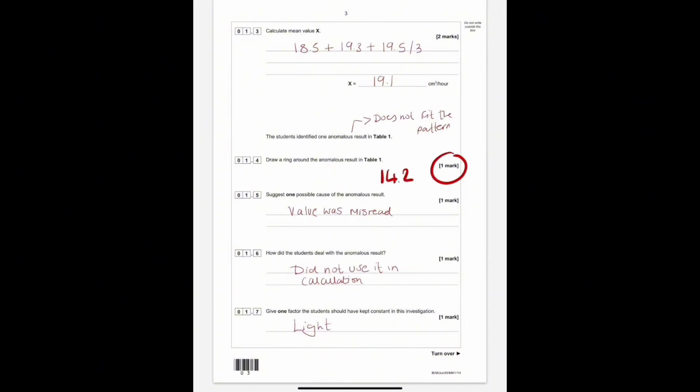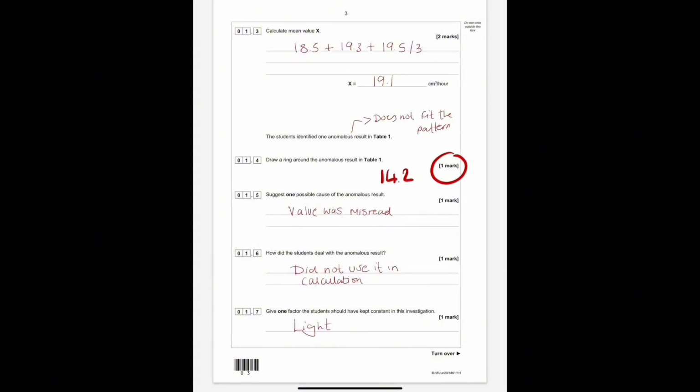Okay, suggest one possible cause of the anomalous result. One of the most obvious reasons could be the value was misread, or you can write down the scale was misread. You can write down there was oxygen in the syringe, the measuring cylinder, the light was moved, temperature change, had different mass, length of pondweed. Quite a few things that you can write down.